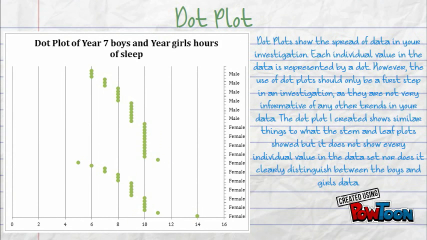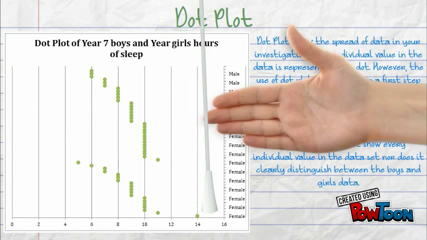Dot plots show the spread of data in your investigation. Each individual value in the data is represented by a dot, but the use of dot plots is not very informative of any other trends in your data. The dot plot I created shows similar things to what the stem and leaf plot showed, but is not very informative.